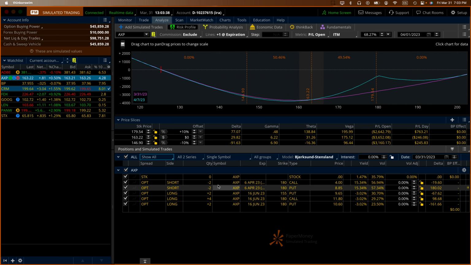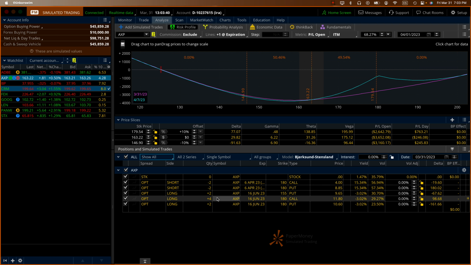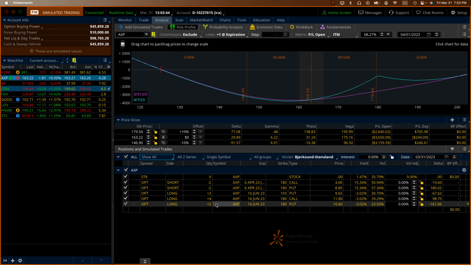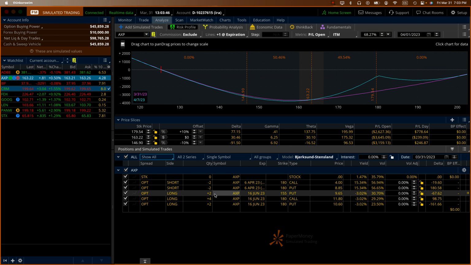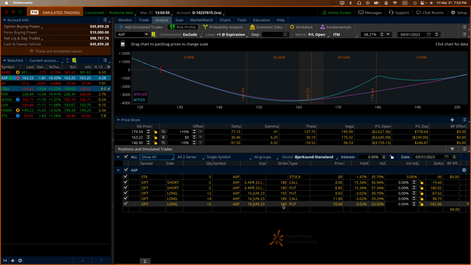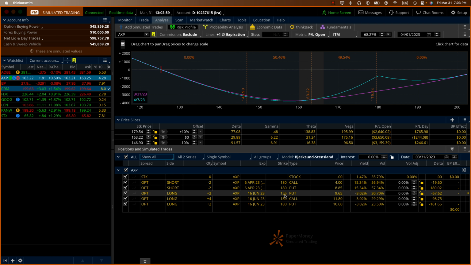You can see that I have 1, 2, 3, 4, 5 legs, and that I have 4 long calls, 2 long puts, and then a lower strike price of 155. That's because when the stock was going down, I did a roll down, which means I sold 2 of my 180 puts and I bought these 155 puts, both at the same strike price. And that makes my trade a little delta positive.